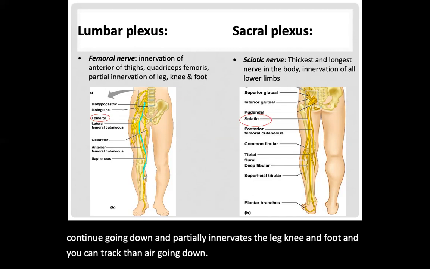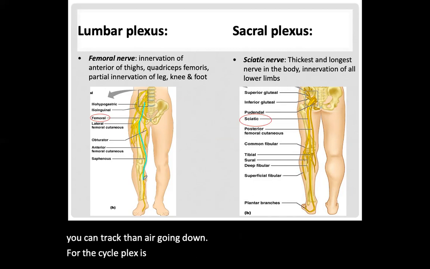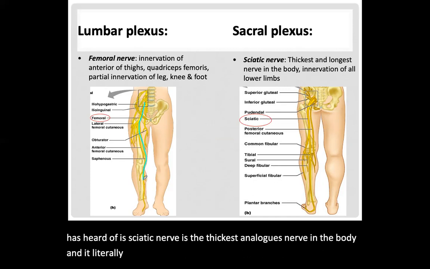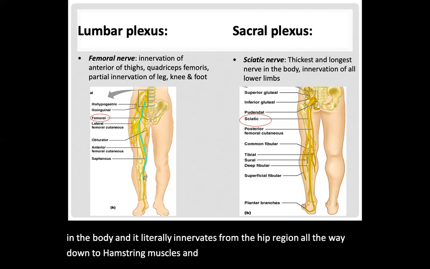For the sacral plexus, the most important nerve, which probably everybody has heard of, is the sciatic nerve. Sciatic nerve is the thickest and longest nerve in the body, and it literally innervates from the hip region all the way down to the hamstring muscles and going down all the way through the leg and the foot.